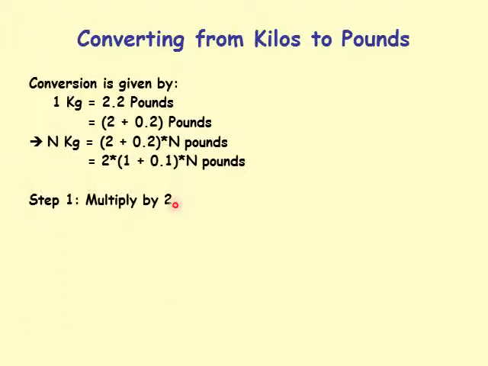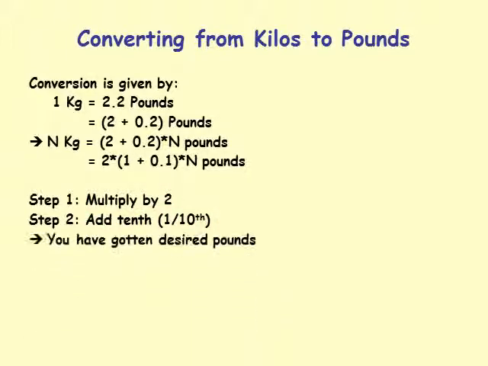So the first step is to multiply by 2. The second step is to add a tenth of whatever we get from the first step. That gives me the desired pounds. Okay, let's go to an example.